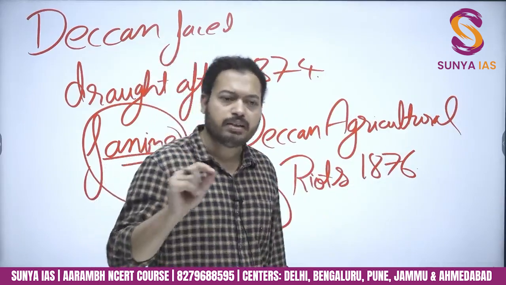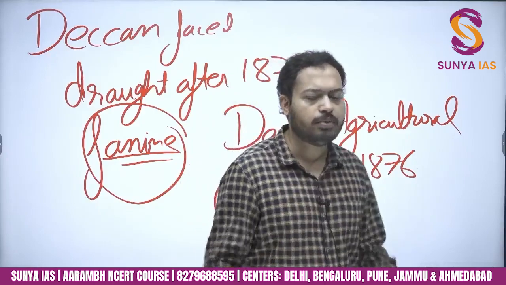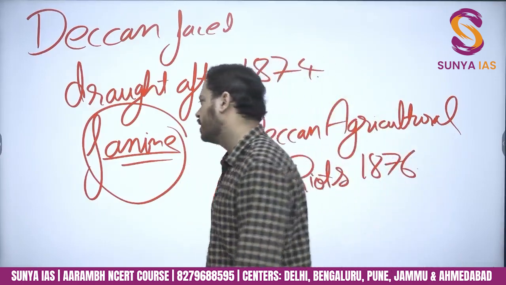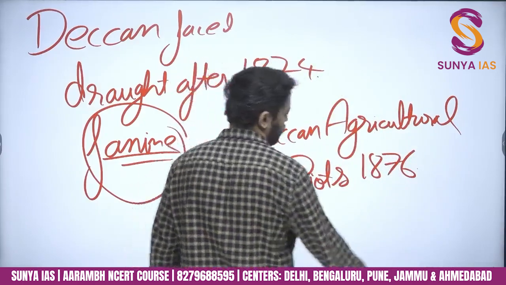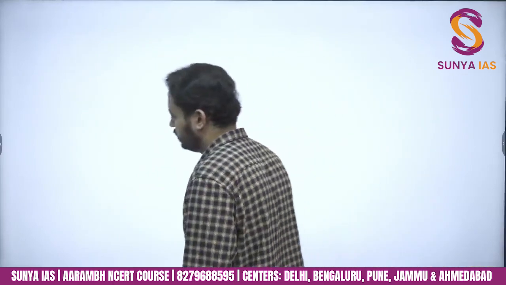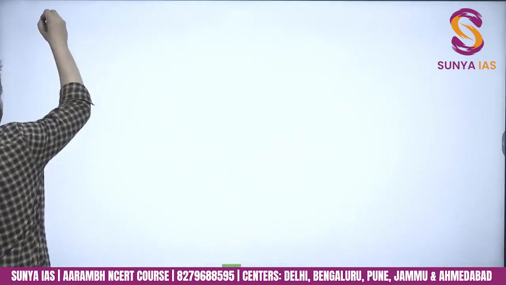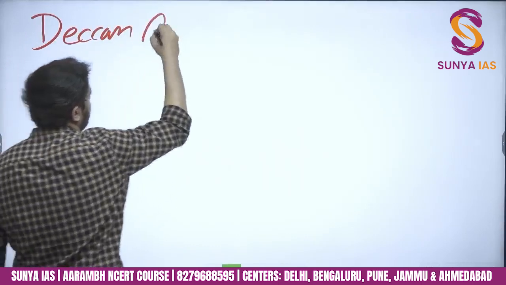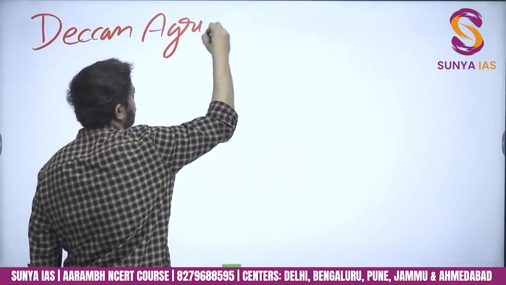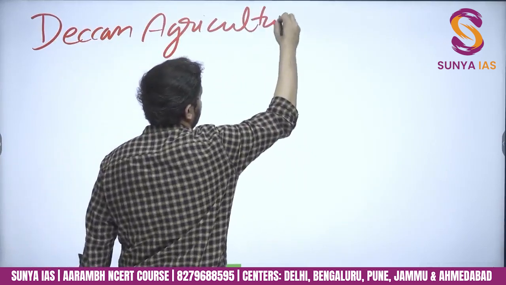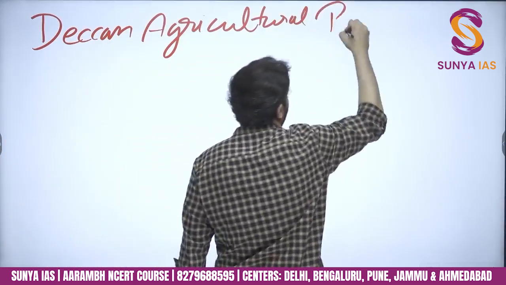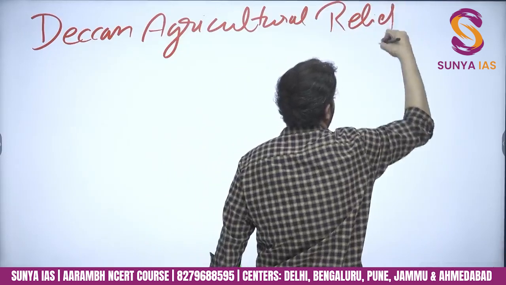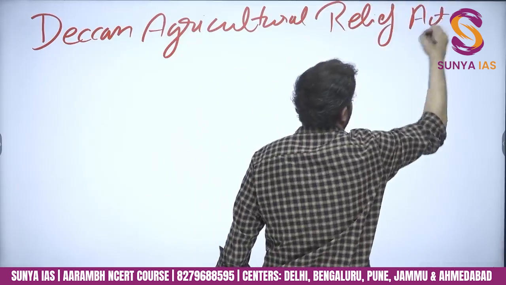Now a new committee was formed by the British government, and therefore an act was finally passed in 1879, called the Deccan Agricultural Relief Act, 1879.